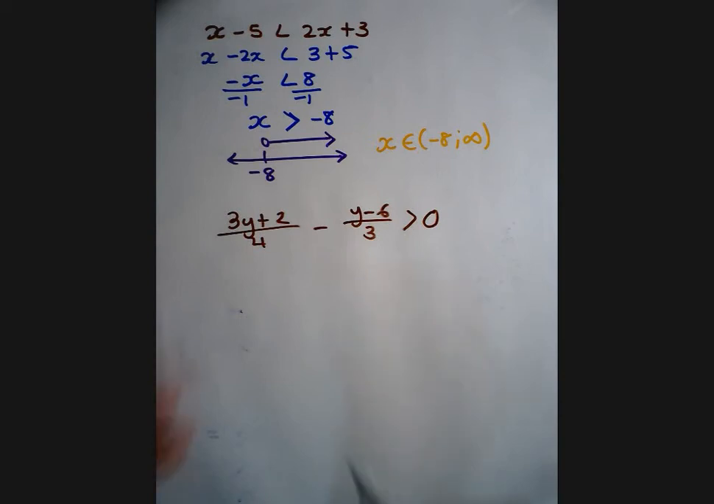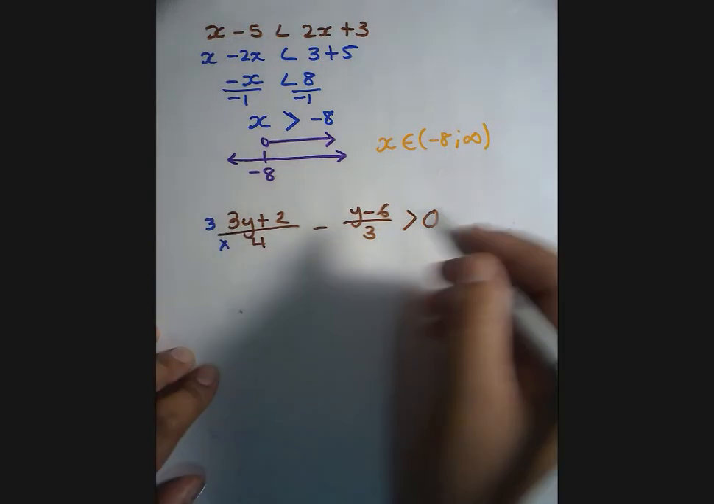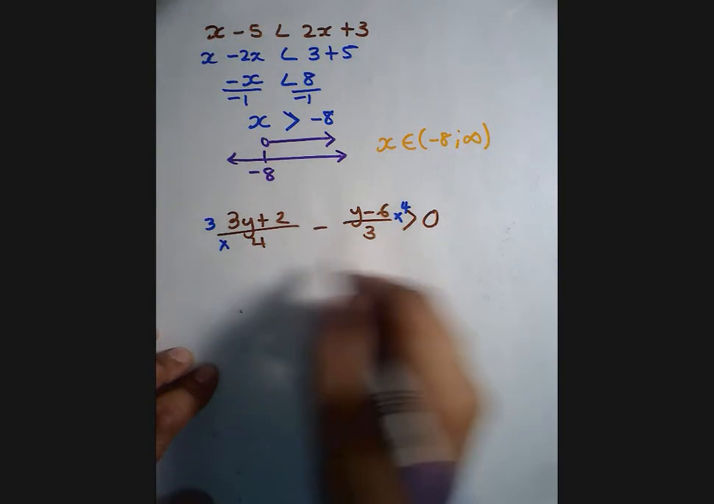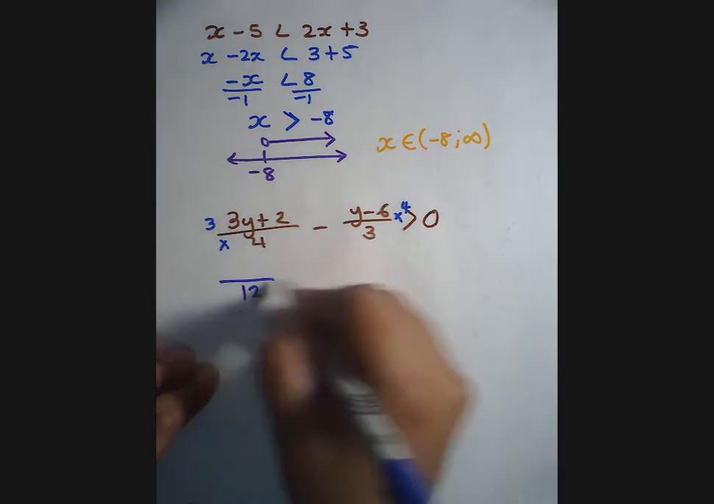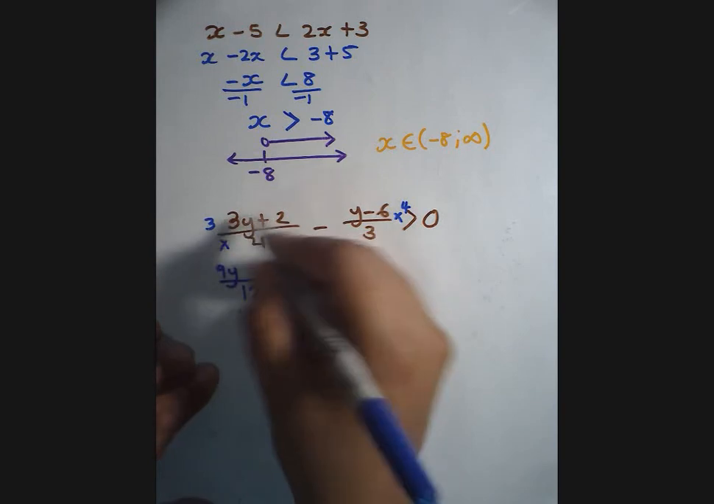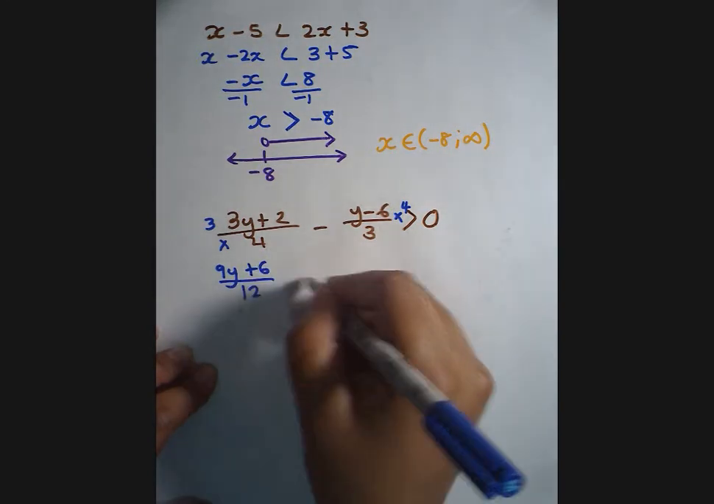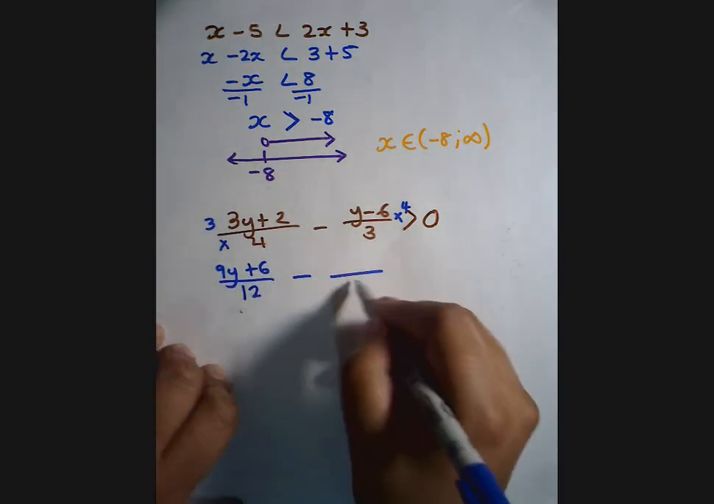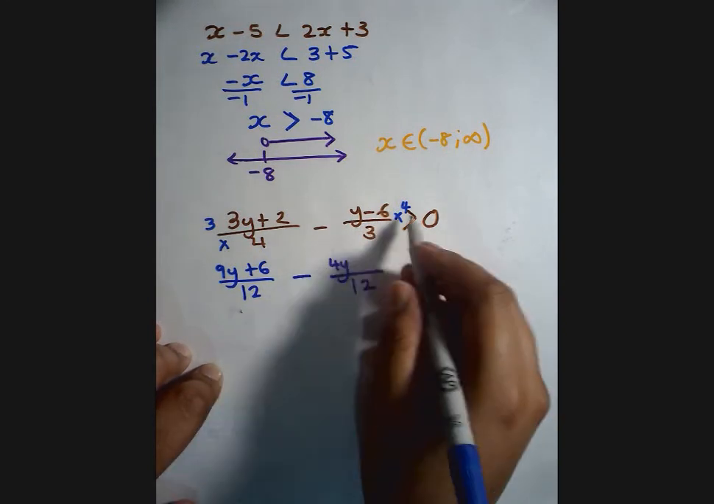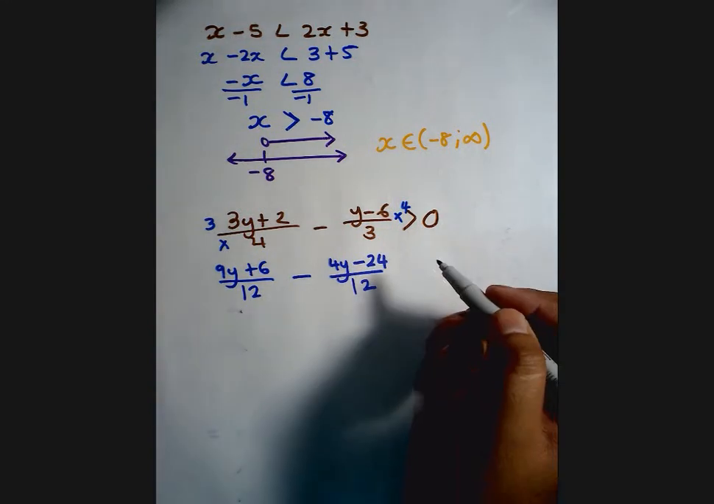So you are basically going to multiply both sides by the common denominator, because you want to get 12. So we got 12 on both sides. So 3 times 3y is 9y. Remember, 3 times this also, so 3 times 2 is plus 6. And you have a negative 4 times that, so you're going to have negative 4y, and then negative 24 there. Then you're going to have greater than 0.